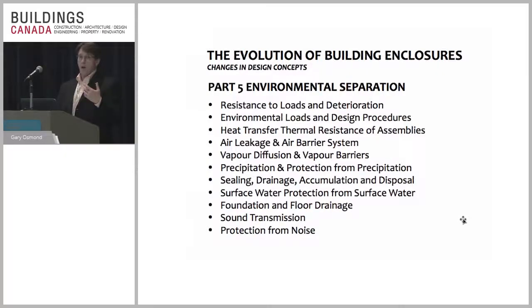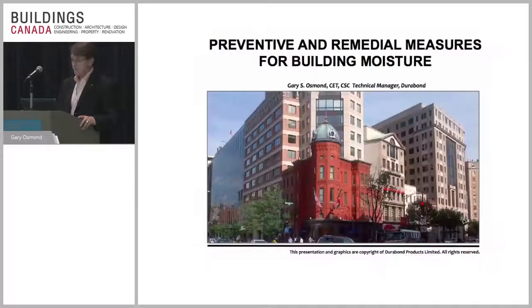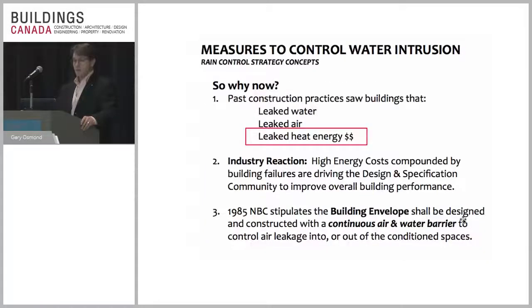Part 5 came from addressing about 7 different topics. We're now up to 11. So it's complicated. The way we use buildings is complicated. The way we build buildings is complicated. And we have to start pulling together, because these are the things that will make these buildings last a lot longer. So back to our original topic, preventative and remedial measures for building moisture. What are we doing, and how do we achieve this? So why now? In the past, we seemed to accept the fact that buildings leaked.